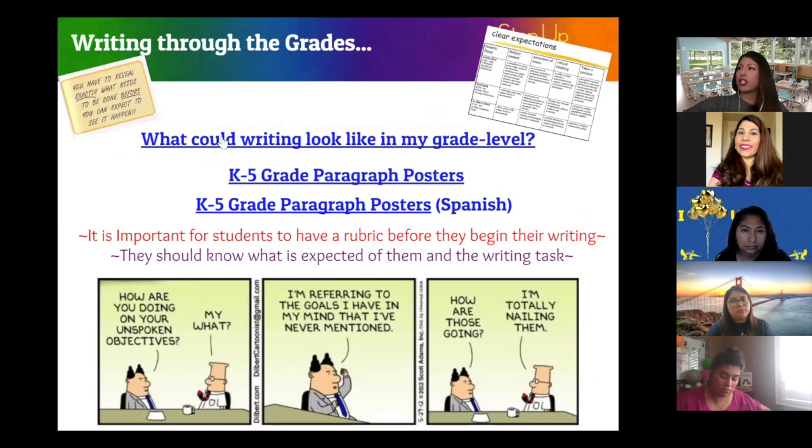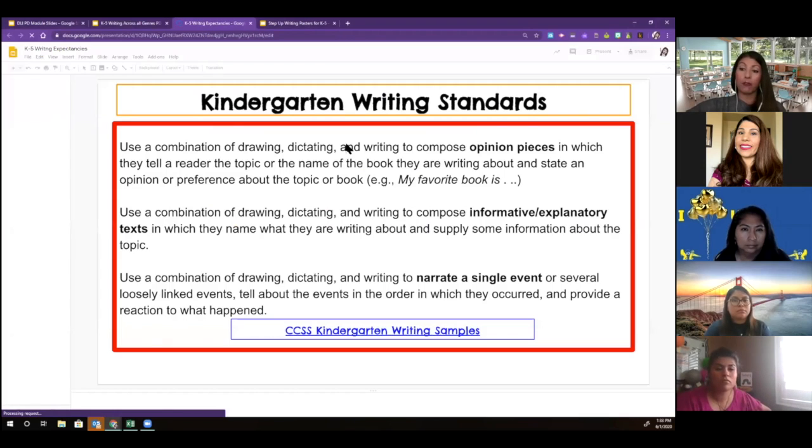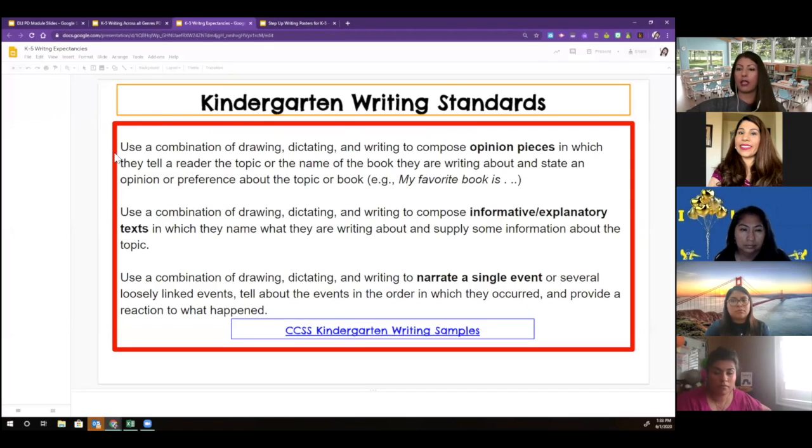I also wanted to share with you this link actually right here. What could writing look like in my grade level? So if you wanted to see the grade level expectations before they come to you, this would be where you could go to find that.